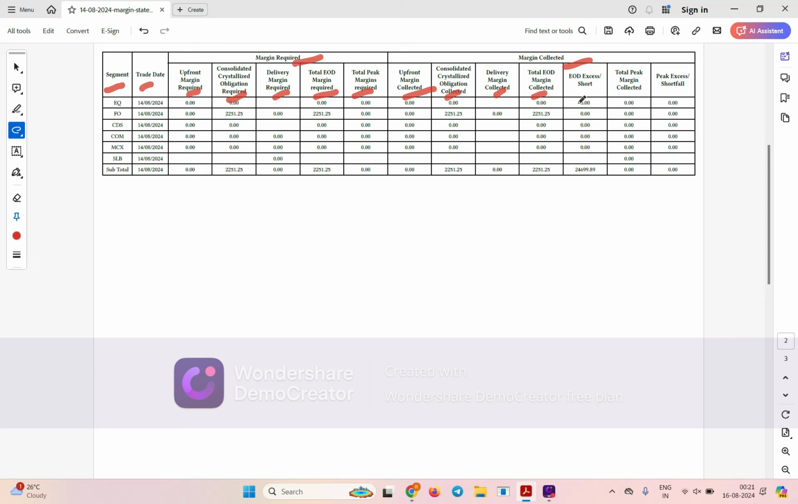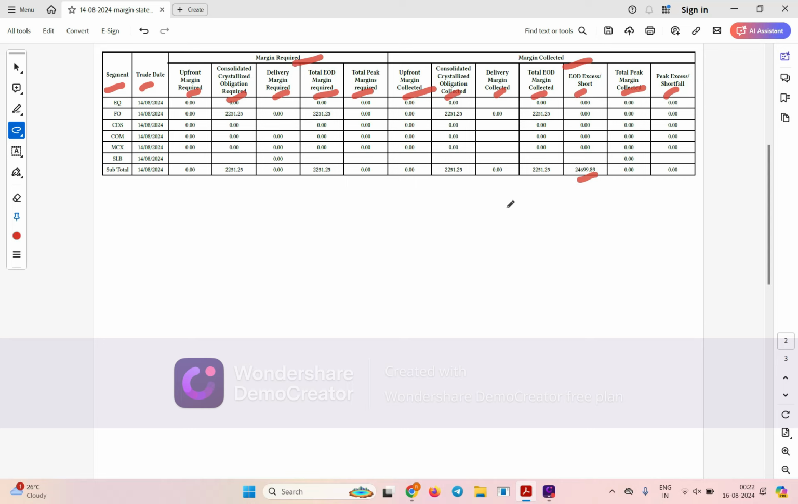What is EOD excess or short? Difference between the total margin available and the total EOD required. A negative value indicates margin shortfall. So make sure this is always positive. What is the total peak margin corrected? Peak margin corrected against the peak margin required. Peak excess or shortfall. Difference between the total peak margin available and total peak margin required. Here a negative value indicates a margin shortfall.